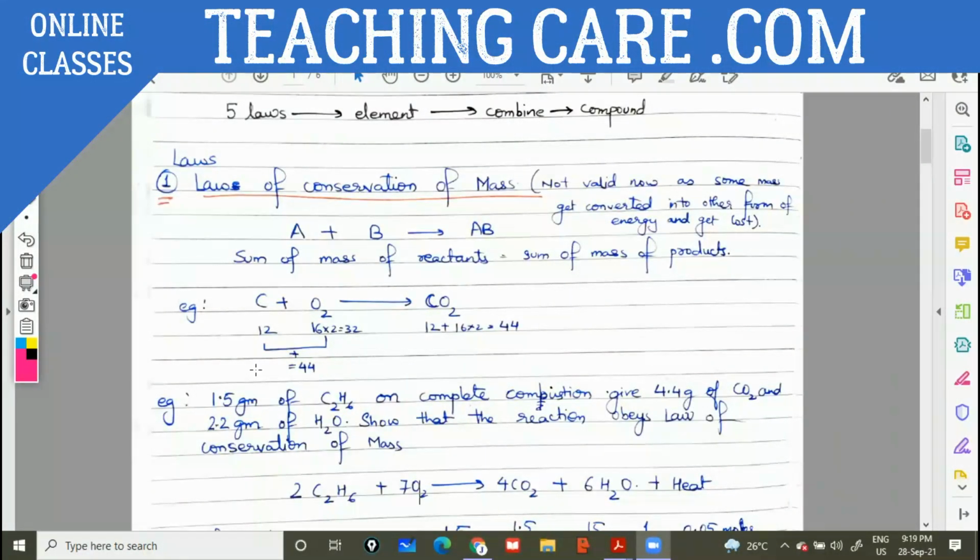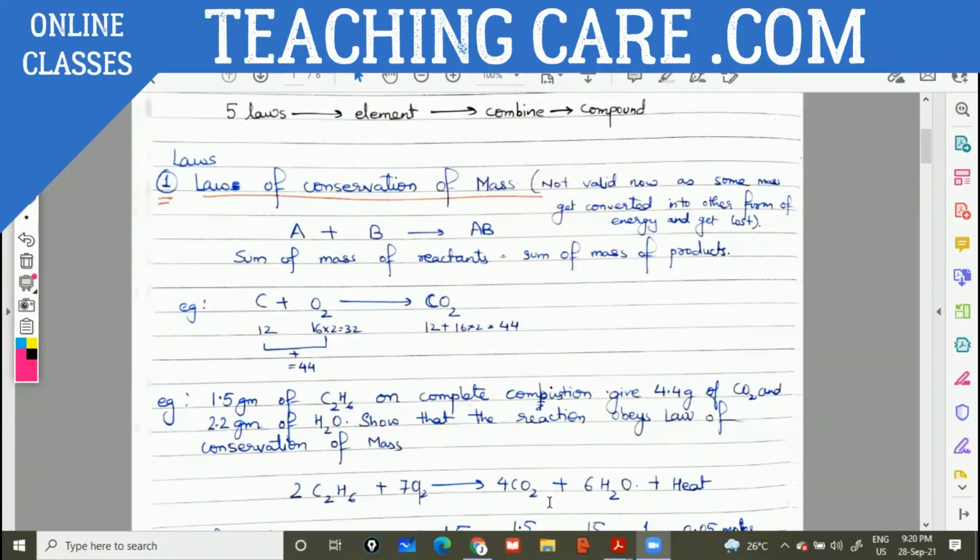Okay. Now see here. Here you are given an equation of ethane plus oxygen plus carbon gives carbon dioxide, water and heat. The mass of your ethane, mass of your carbon dioxide and mass of your water is given. Now what you are supposed to do is first you need to find out the mass of oxygen and then see if the mass of both two is equal to the mass of the product. Can you do that?